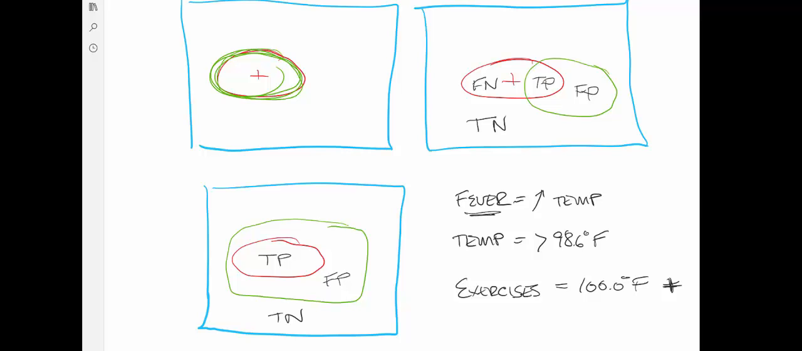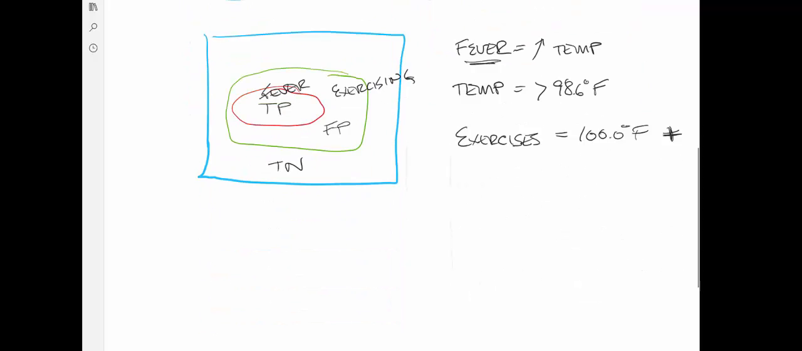Here's an example of people that are false positives for a test that only looks at temperature. So these are the people who have been exercising, and these are the people who have a fever. Now, of course, it's not always that simple, but let's explore the opposite situation.